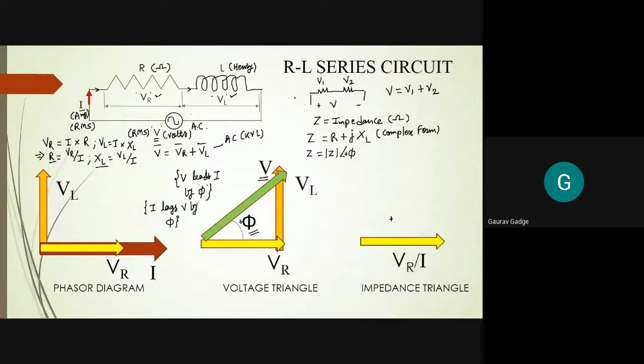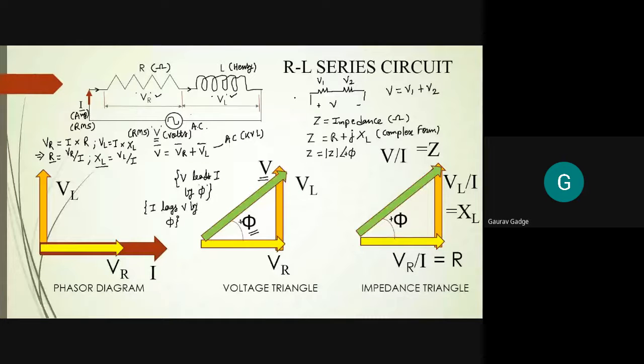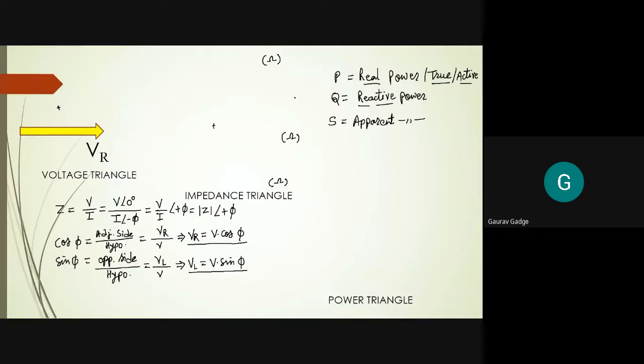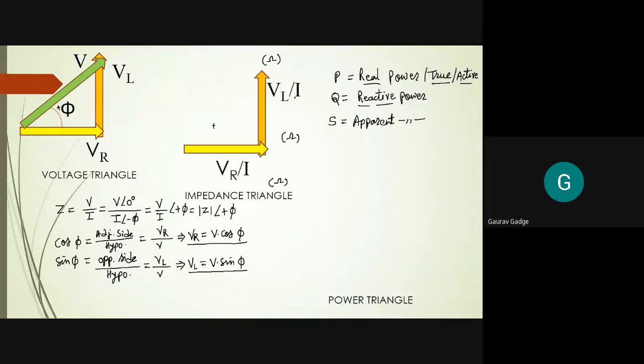Now to make the impedance triangle, you just have to divide VR, VL and V by I. So VR upon I, VL upon I, positions are not going to change, and V upon I. VR upon I and VL upon I are called R and XL, and V upon I is called Z. So Z can be written as R plus j XL, and the angle is plus phi. Therefore Z can also be written in polar form as mod Z angle plus phi. Then again we have voltage V angle plus phi: VR upon I, VL upon I, V upon I.